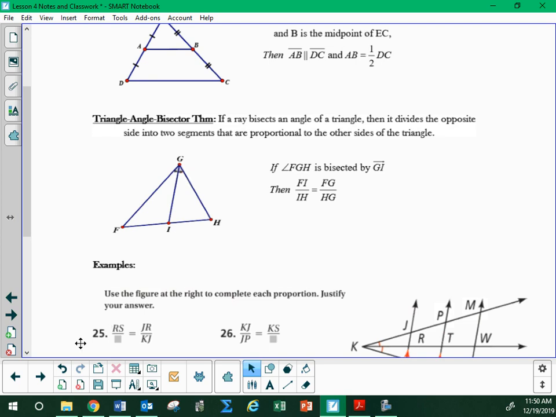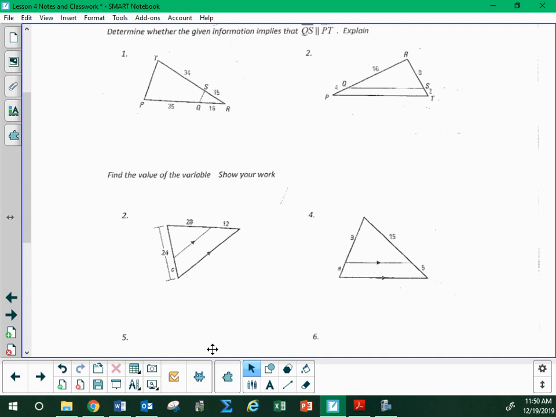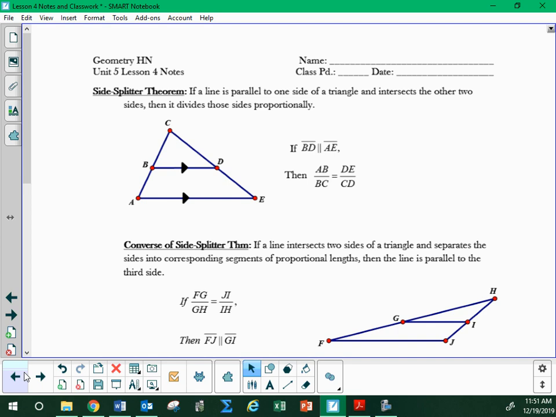And again, you also have in front of you this classwork, and we'll use these as examples. But this is our focus here: when we have parallel lines, what can we say about the proportion split? Okay, so I want you to take 30 seconds and read the side splitter theorem.